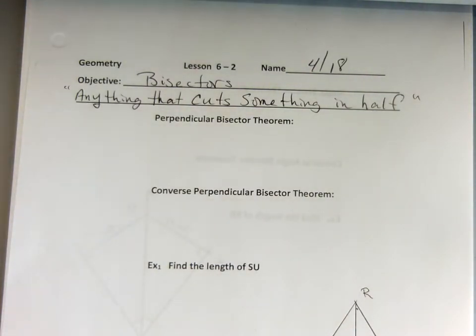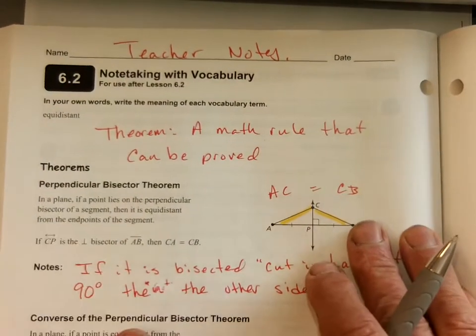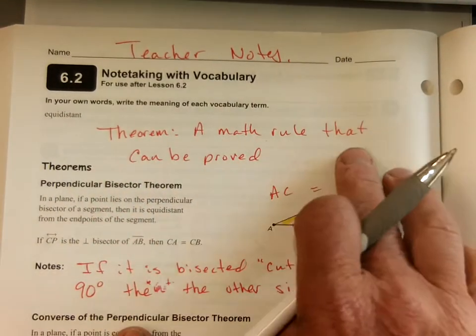Well, we're going to start our geometry units. So we're on our fourth quarter. We've done a lot of algebra, a lot of problems. So finally we're going to do some geometry. So let's take a look. In our teacher's notes, hopefully you wrote this down, that a theorem is a math rule that can be proved, okay?